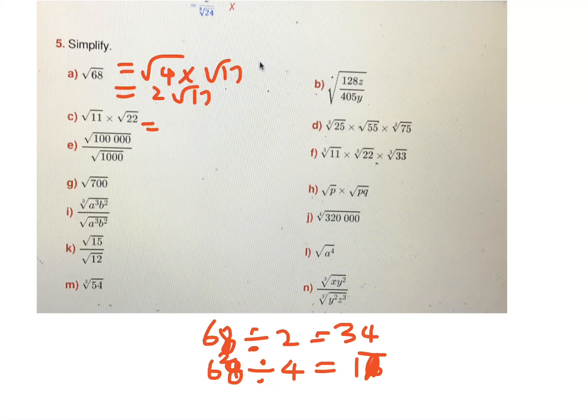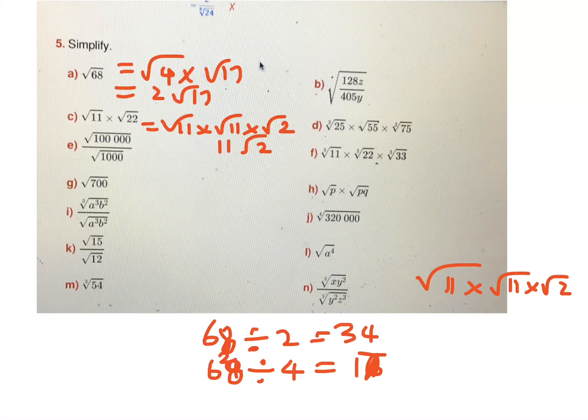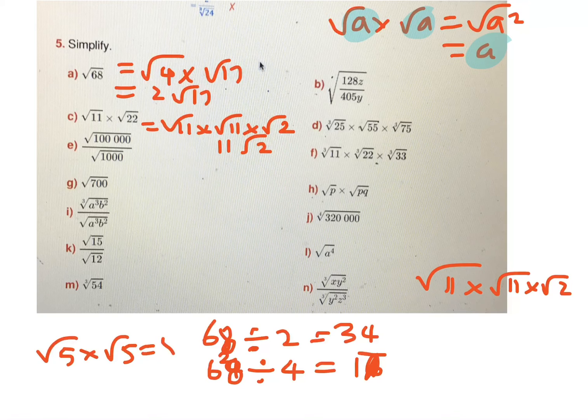Now, this one here, you can use your calculator to do it, but if you break the 22 up into root 11, then root 11 times root 11 will actually give you 11. When you do root a times root a, that's root a squared, which is giving you a. So if you multiply a surd by itself, you'll get what's underneath the square root. Root 5 times root 5 is just 5. Root 7 times root 7 is just 7, because 7 sevens are 49, and the square root of that is 7.